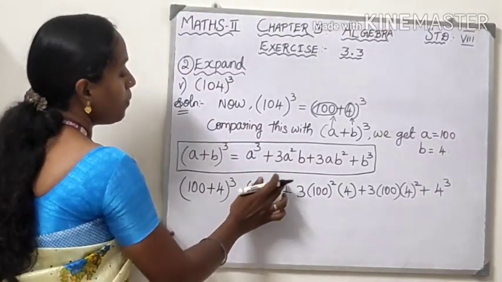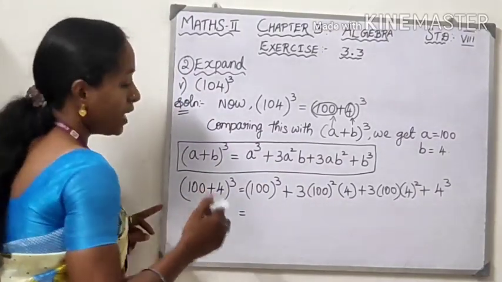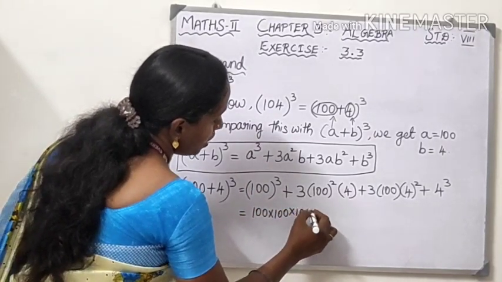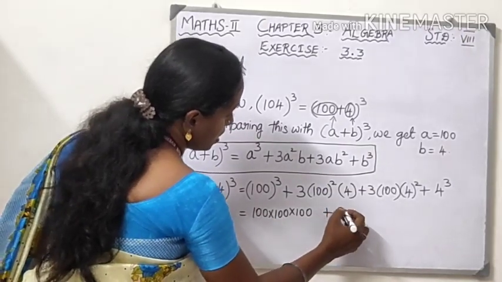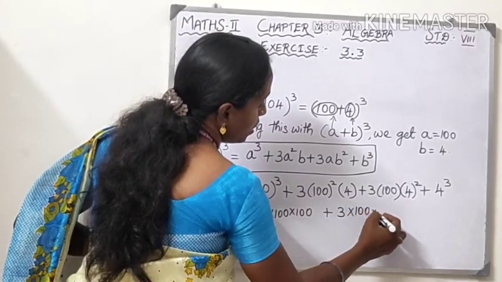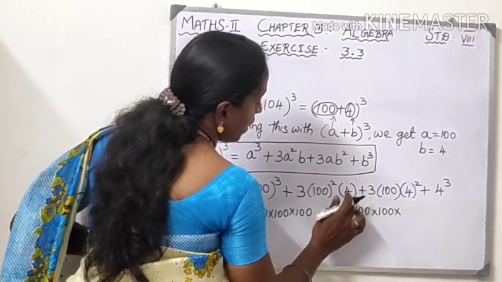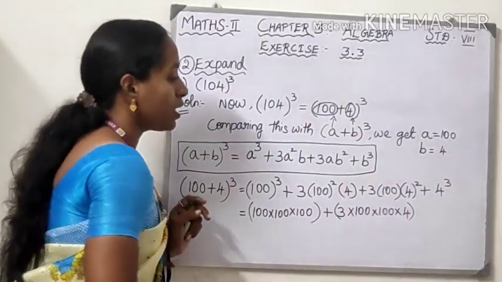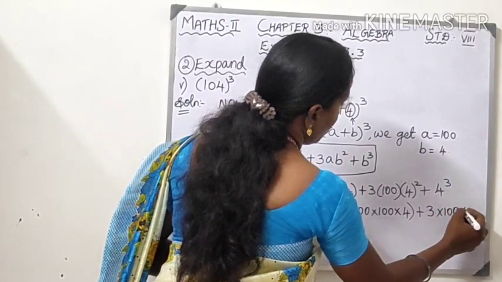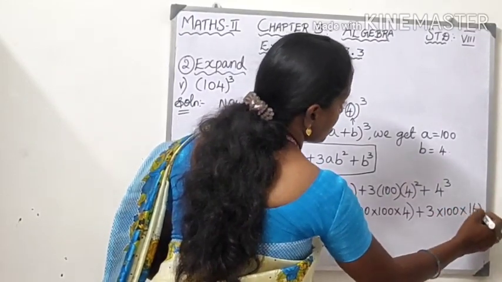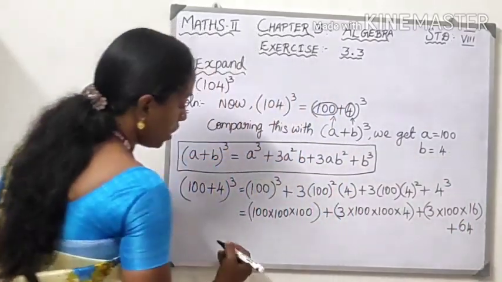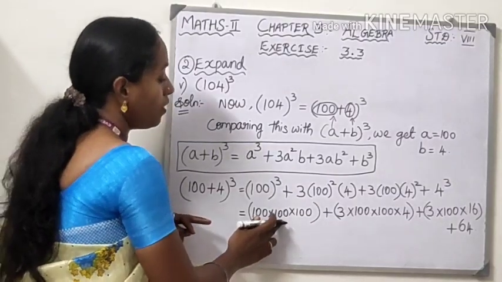Now 100 power 3. So 100 power 3 is nothing but 100 into 100 into 100. Then plus 3. 100 square. So you can write it as 100 into 100, into 4, giving the bracket here. Then plus 3 into 100 into 4 square is nothing but it is 16. Plus, what is 4 cube value? It is 64.